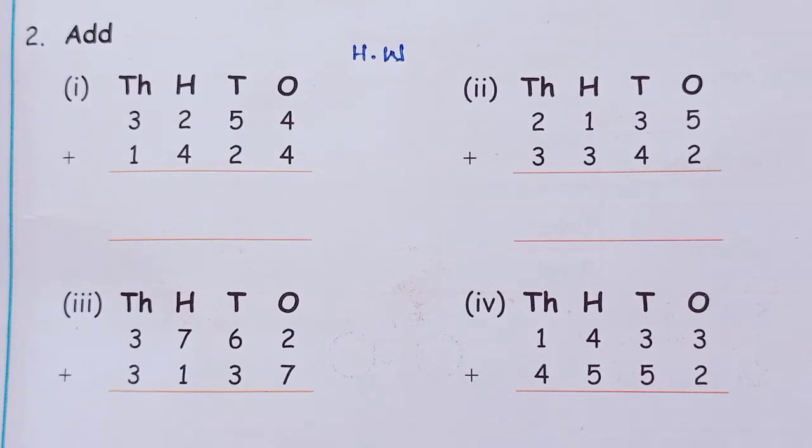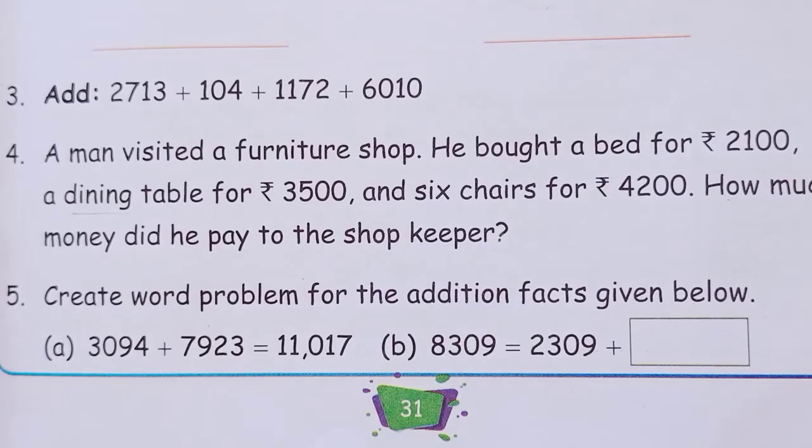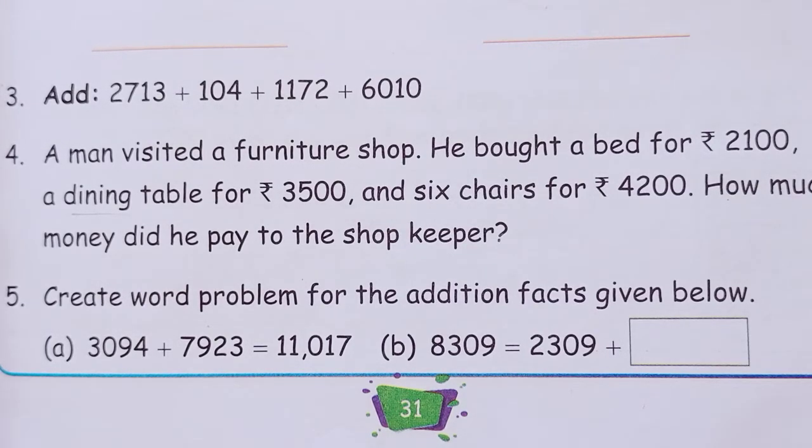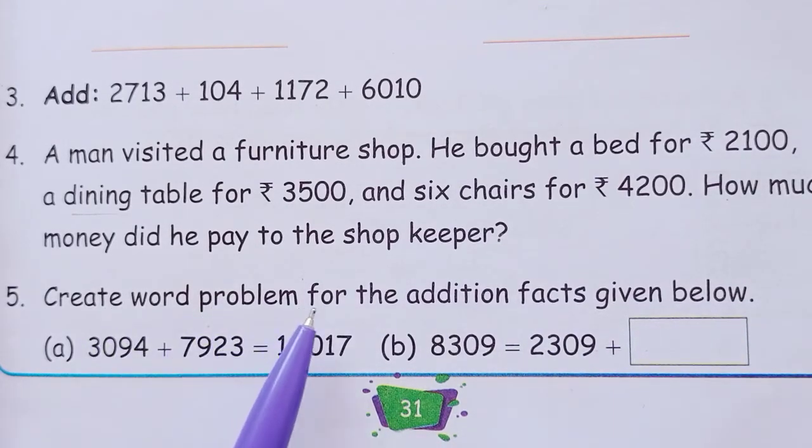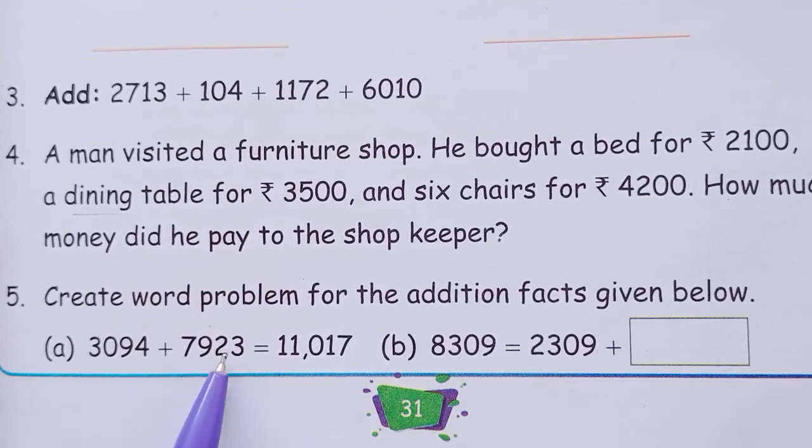Then see the fifth one. Create word problems for the addition facts given below. Did you find it? Page number 31, fifth sum. Okay. First one is already given. We want to find the second one.